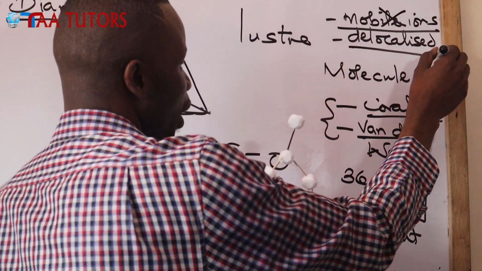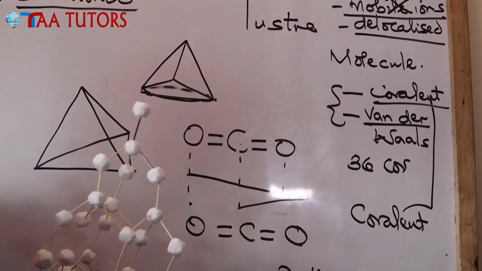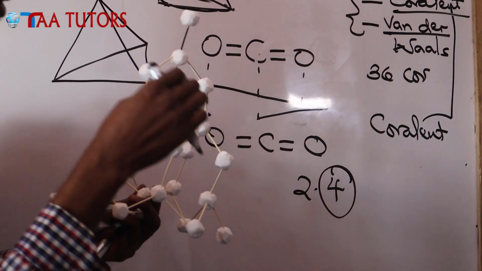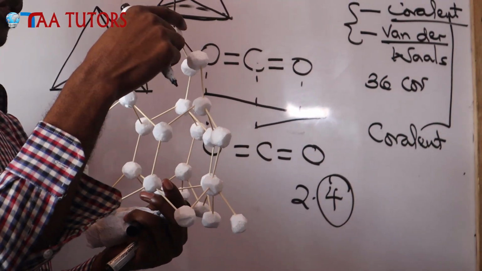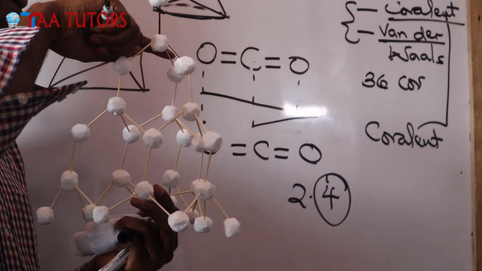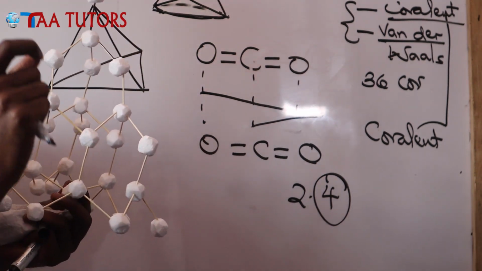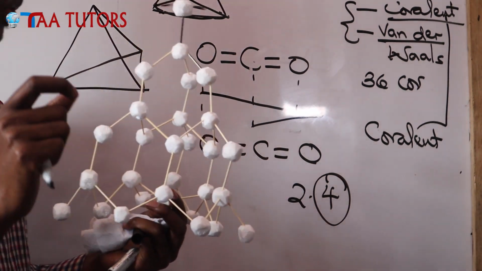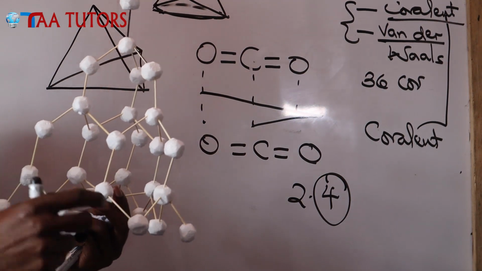We remain with the delocalized electrons. But the electrons cannot be delocalized if all the 4 electrons here are used in bonding, and that's why we have 4 covalent bonds holding this carbon atom. So we don't have delocalized electrons in diamond, and that's the reason why diamond does not conduct electricity.